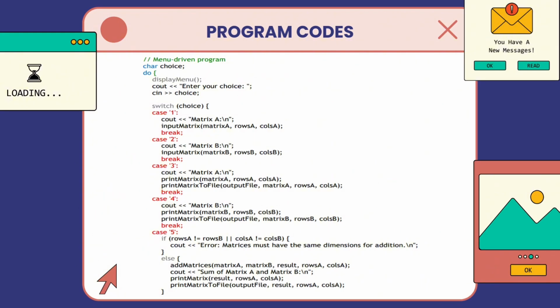Okay, next for case 5, if rows A is not equal to rows B, or columns for matrix A is not equal to columns of matrix B, it will appear error. Matrix must have the same dimension for addition. Else, add matrices, cout the sum of matrix A and matrix B, and it will appear the result, the sum of addition of matrix A and matrix B.